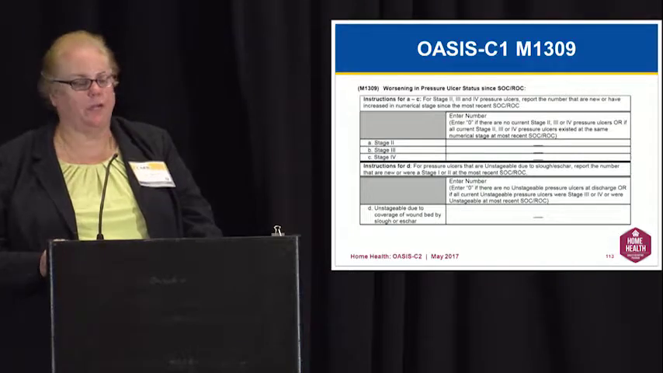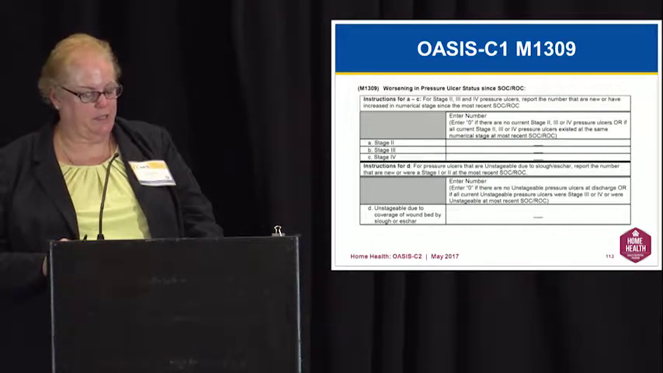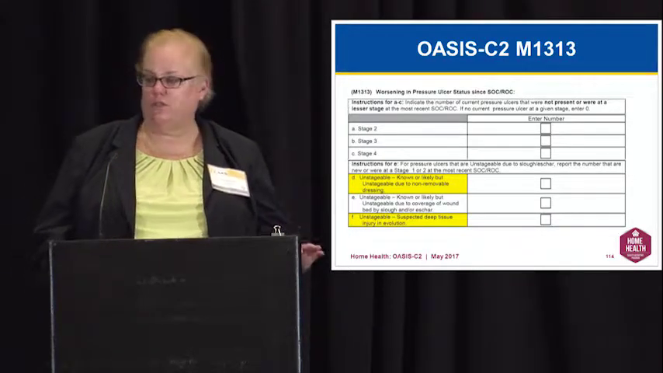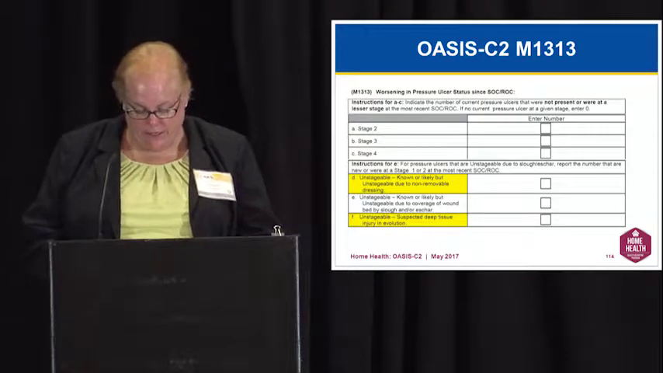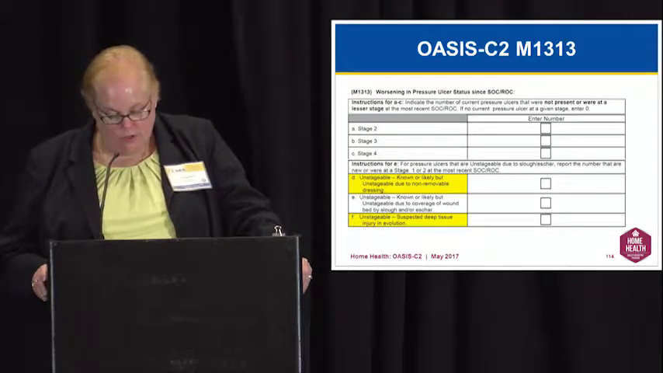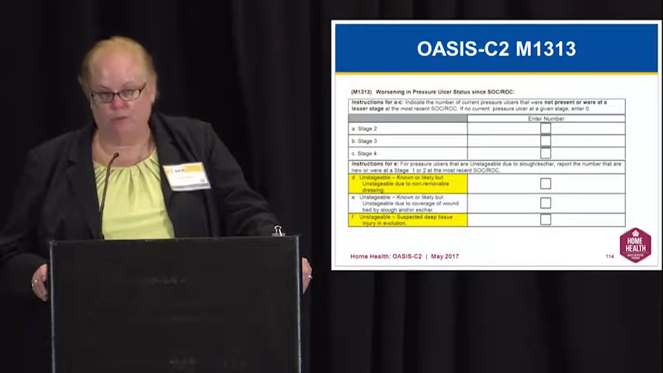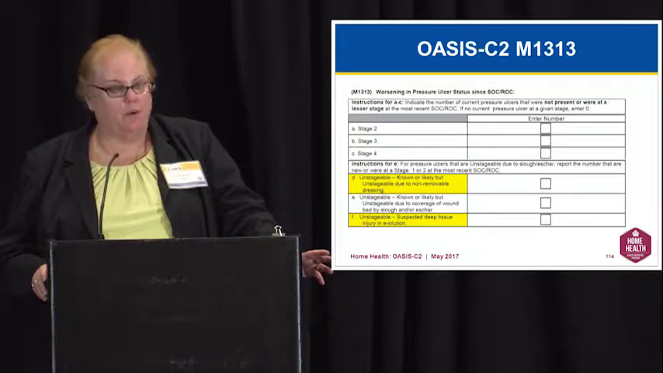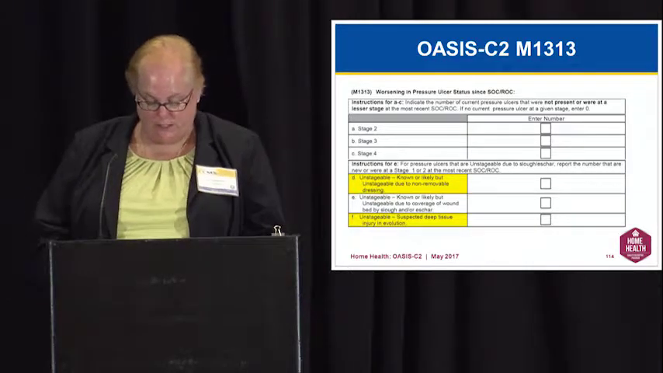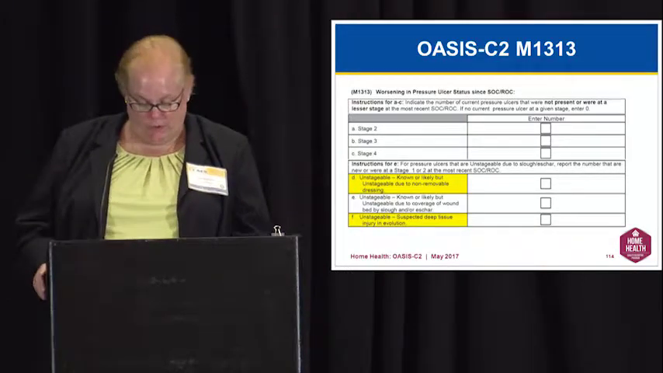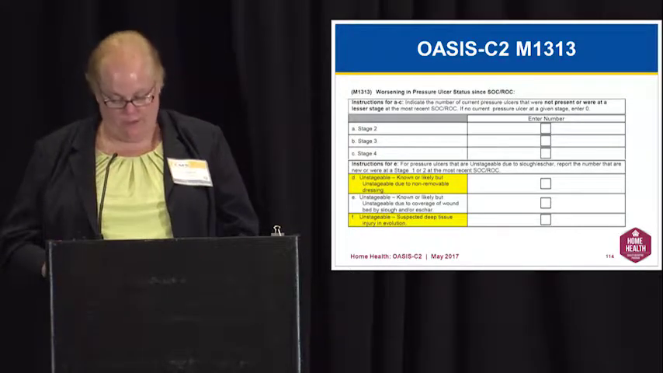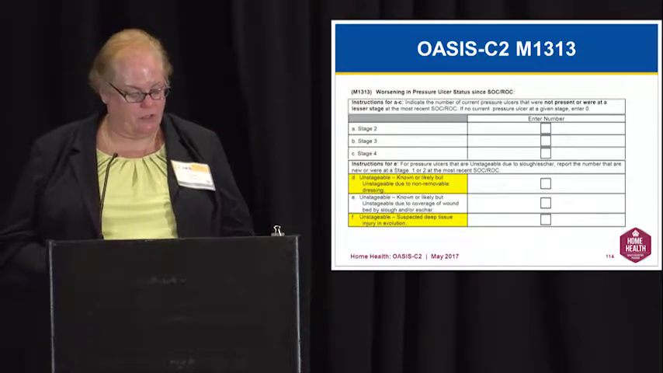If you remember, this is what the item looked like on the previous assessment, the OASIS C1, and this is what it looks like here. What you'll notice is there are two areas highlighted. The unstageable categories now include: unstageable, known or likely, but unstageable due to non-removable dressing; and E, which you always had, unstageable, known or likely, but unstageable due to coverage of wound bed by slough or eschar. Then you have the new one, F, unstageable, suspected deep tissue injury in evolution. So these are new items, or new questions that you have to answer.